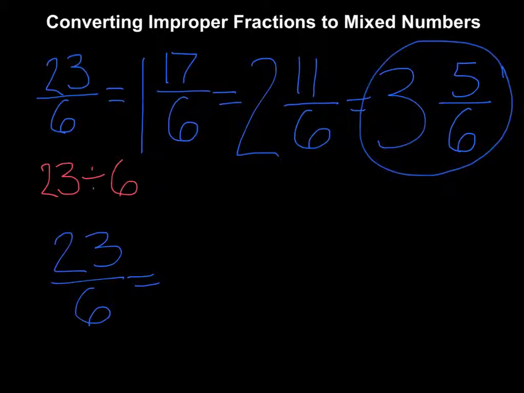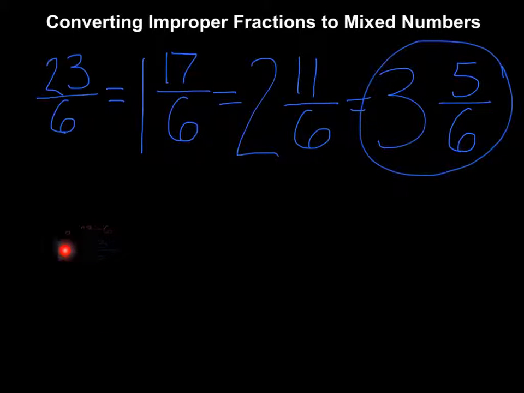So 23 divided by 6, well, 6 goes into 23 3 times. So that means there are 3 times that I can take a group of 6 out of 23. So this whole number 3 is like 3 full pies where each of them are cut up into 6. So 3 times 6 gives me 18. So that'd be 18 slices total.